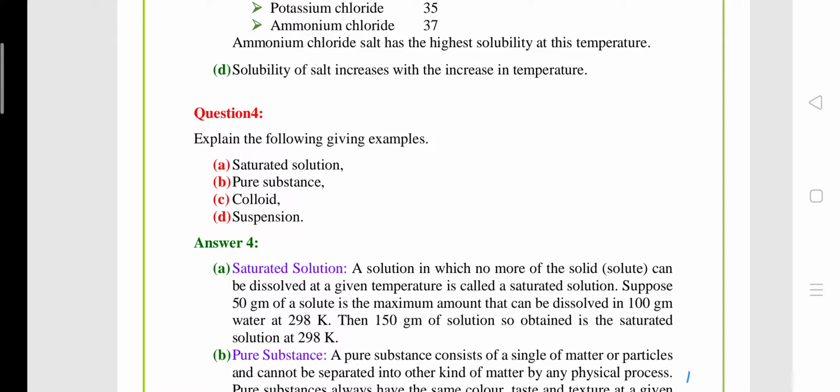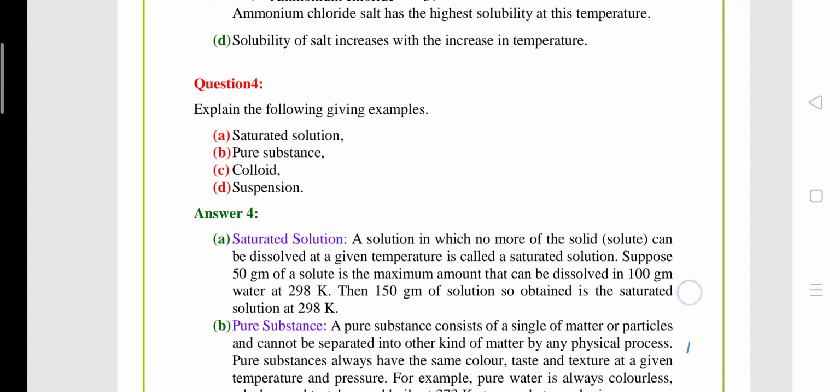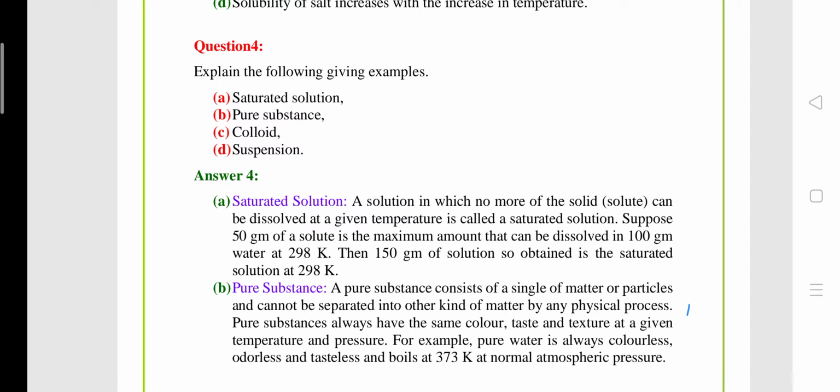Now we are going to start with question number 4. In question number 4, you are going to explain some terms. First term that is given is saturated solution. Let's study it. A saturated solution is a solution in which no more solute can be dissolved at that given temperature. Let's suppose 50 gram of solute is the maximum amount that can be dissolved in 100 gram of water.